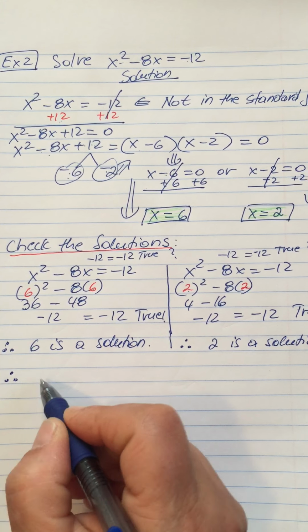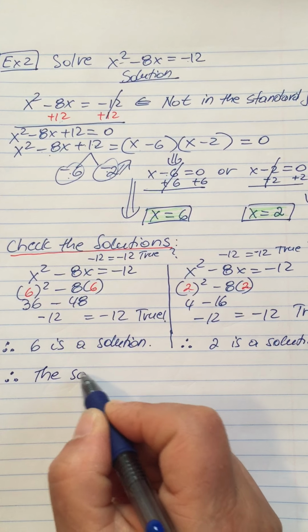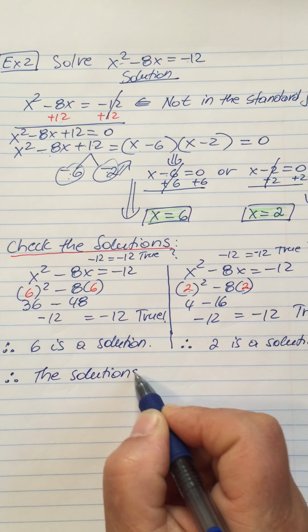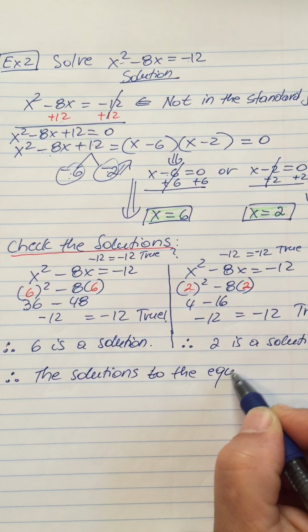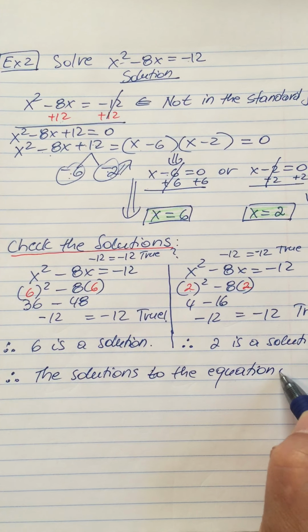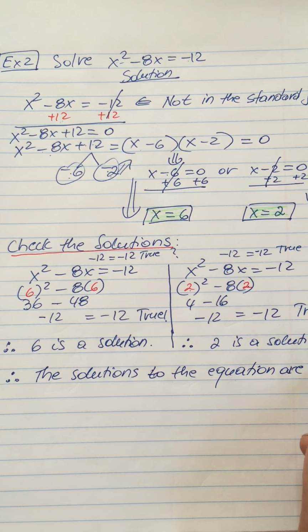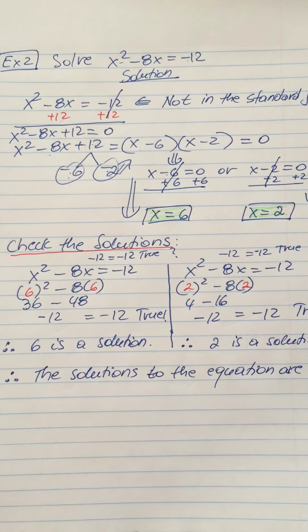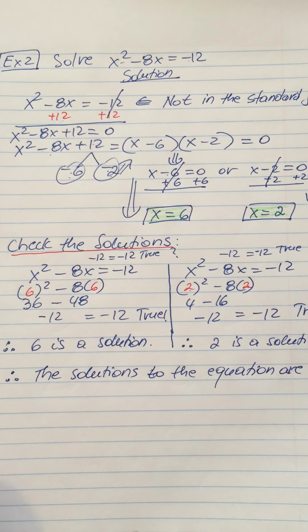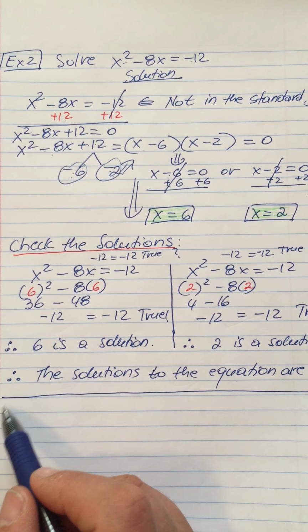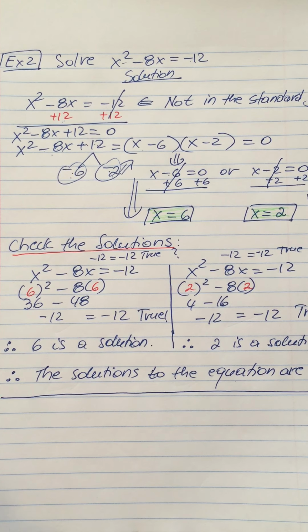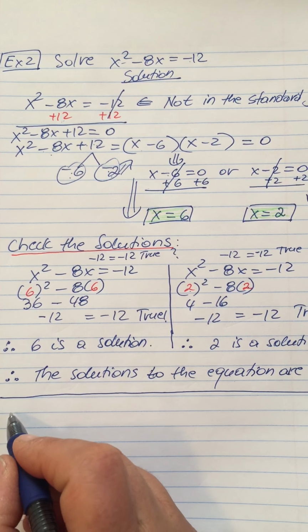Okay, therefore, the solutions to the equation are 2 and 6. That's it. Done. Okay, so I checked this example too. You can check all the other examples, okay, but I'm not going to check. I'm going just to solve. Now let's see example 3.